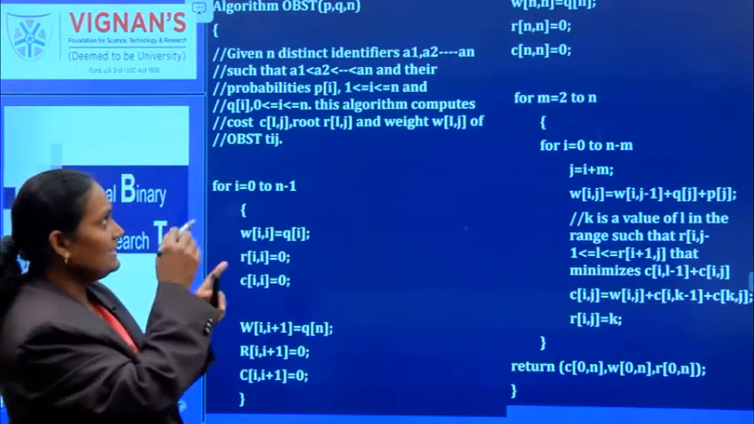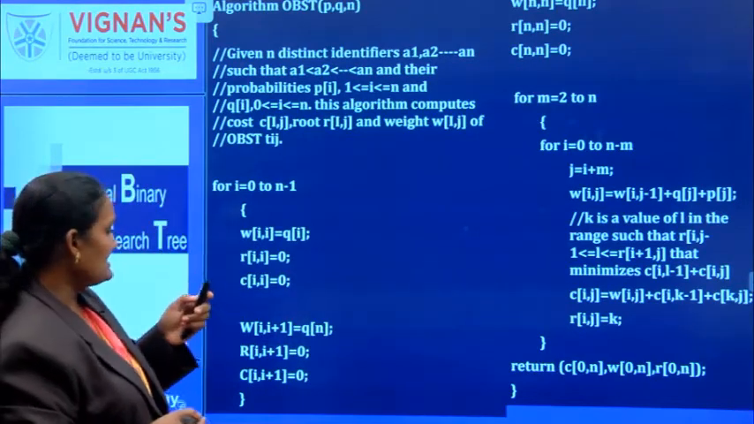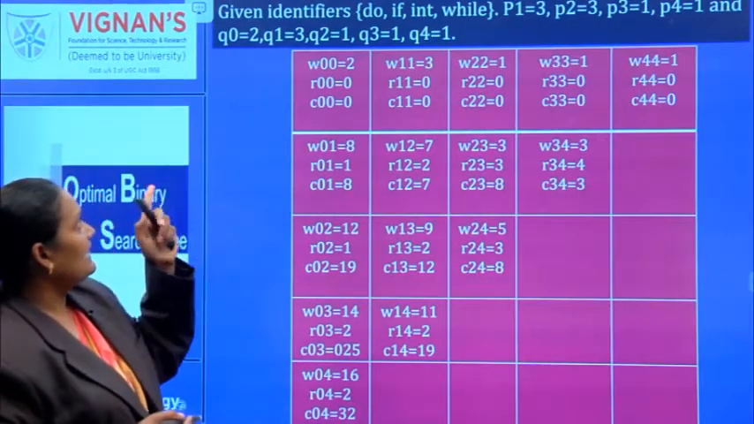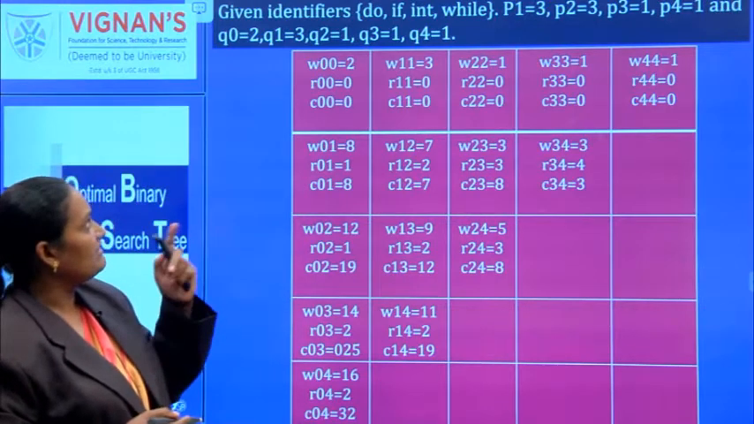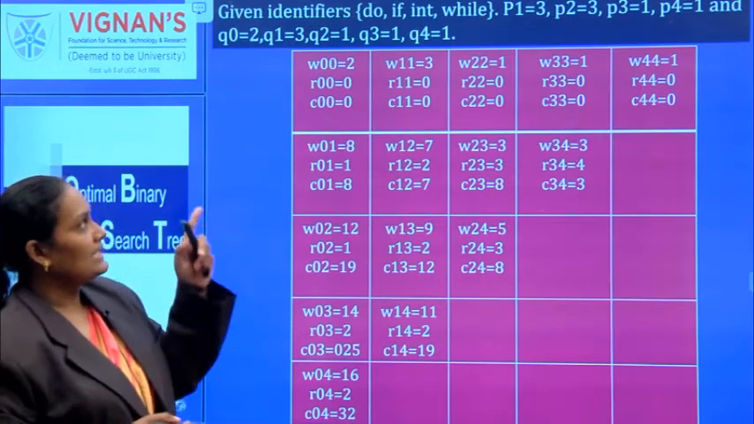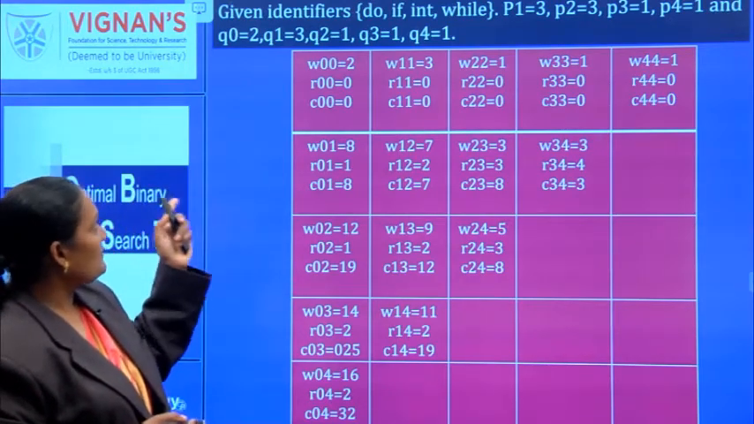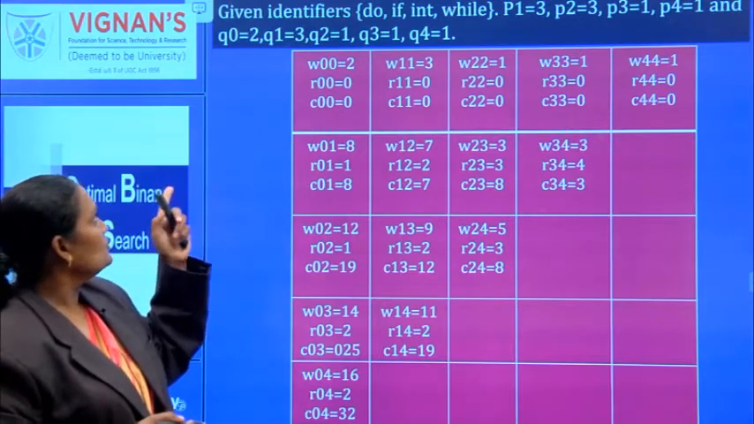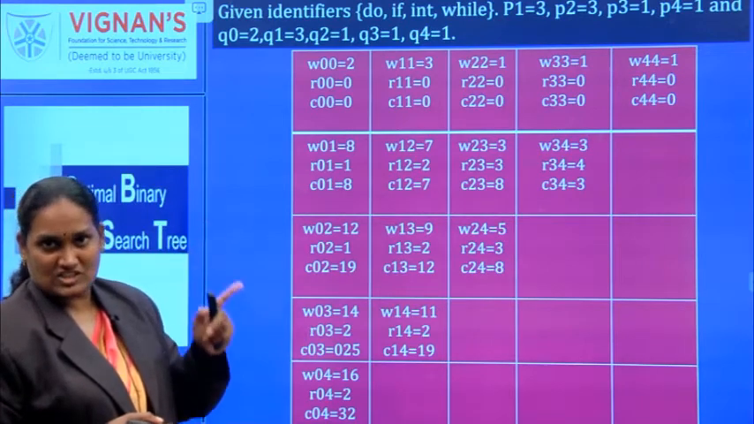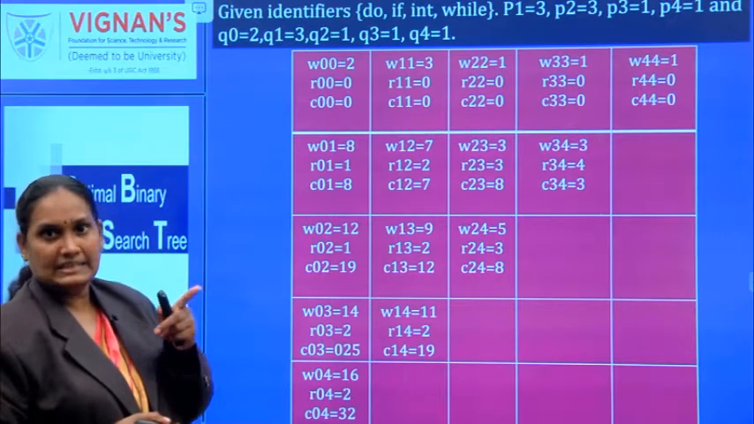This algorithm can be better explained by taking an example. Now let us see how to solve this problem. Here the given identifiers are do, if, int, while. I have given 4 identifiers: do, if, int, while, and their probabilities are given as 3, 3, 1, 1, and the dummy probabilities are given as 2, 3, 1, 1, 1. We need to find the optimal binary search tree organization for the given identifiers do, if, int, while.